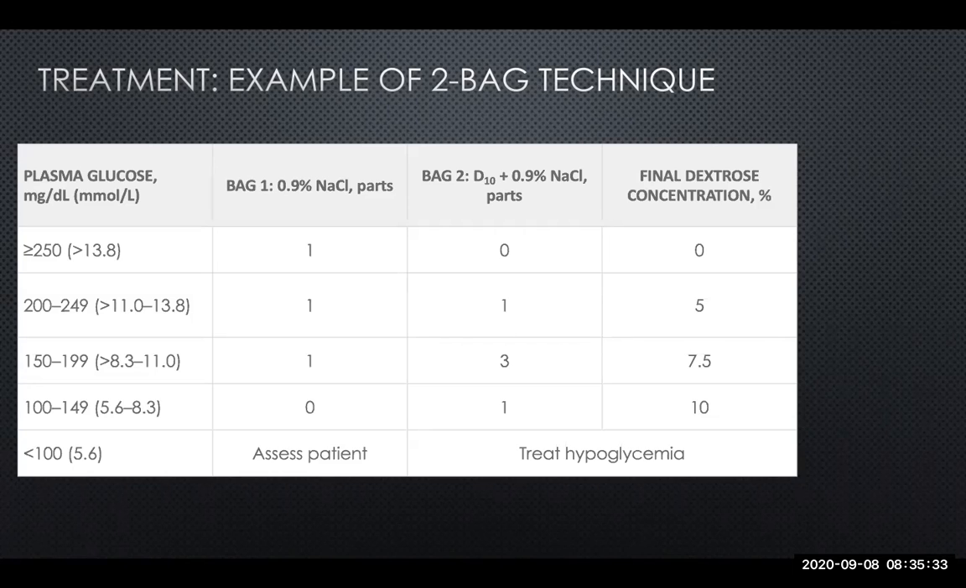Now, if the plasma glucose level is lower, like 150 to 200, we are going to divide the fluid that we are going to give to the patient into four parts. One part is going to be bag 1, and three parts are going to be bag 2. In this way, we are giving a glucose concentration of 7.5%. Now, if the glucose level is less than 150, we just give bag 2, the dextrose 10% plus 0.9% saline, and this gives a final dextrose concentration of 10%.